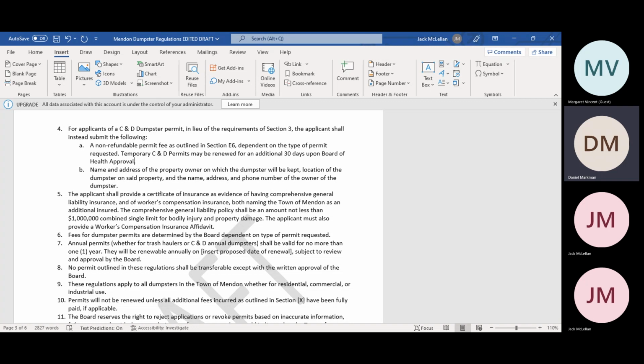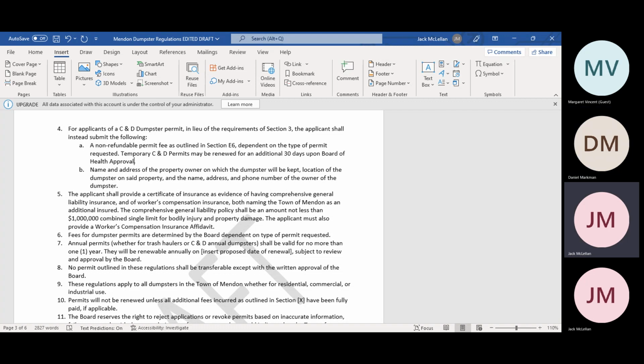For temporary C&D permits, I would suggest charging a smaller fee, just to allow certain businesses to basically rent out 1 or 2 or 3 dumpsters a year. I'm given to understand from conversations in Northbridge that that is a thing that happens. I don't know how often, but it is.